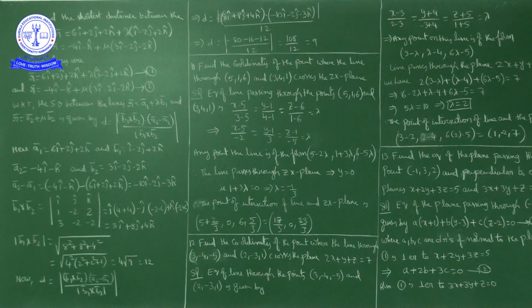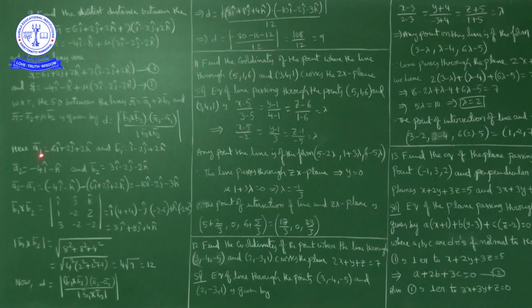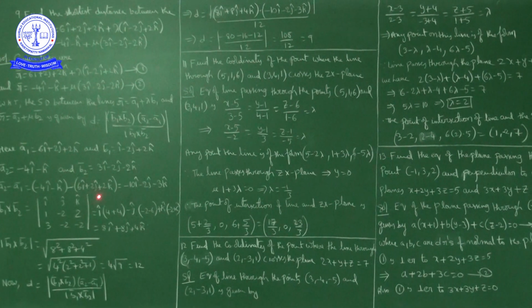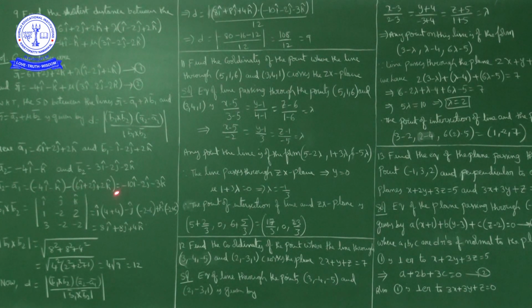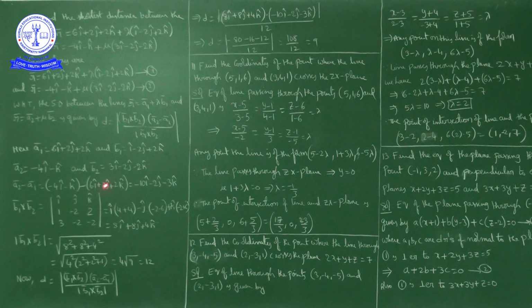Now calculate A2 bar minus A1 bar. A2 bar minus A1 bar is minus 4i cap minus k cap minus of 6i cap plus 2j cap plus 2k cap. How much is it? Minus 4i minus 6i, total minus 10i; minus 2j cap; minus k cap minus 2k cap, total minus 3k cap. So A2 bar minus A1 bar is minus 10i cap minus 2j cap minus 3k cap.